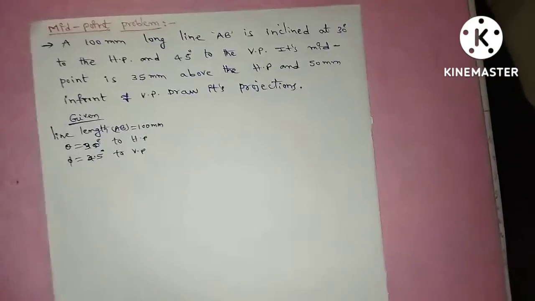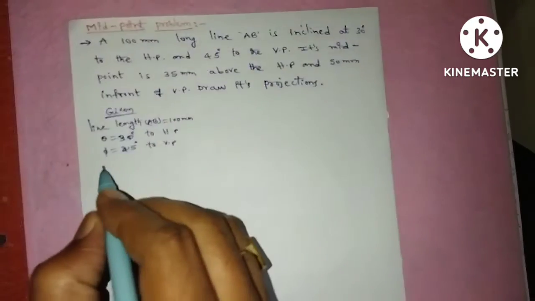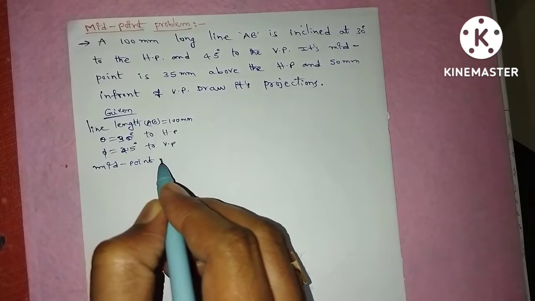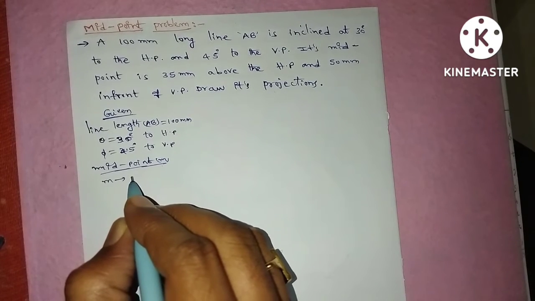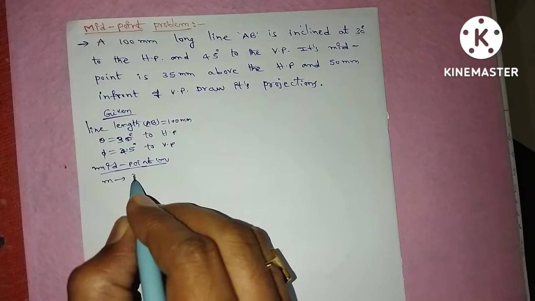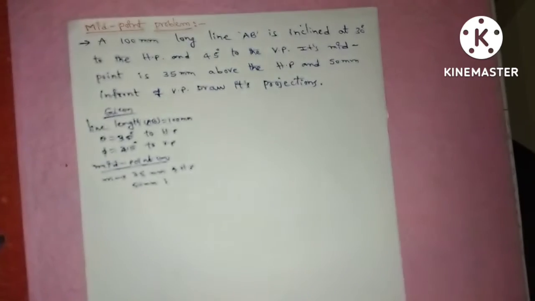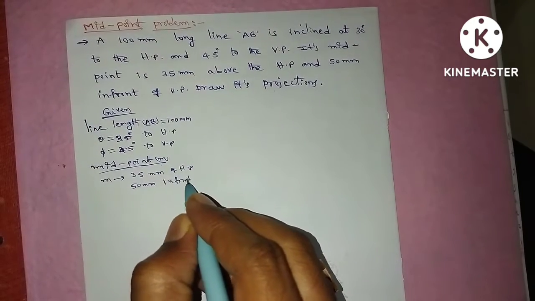So in this case, we first have to draw the midpoint location. How much distance it is above HP and in front of VP. That is M, you can say midpoint M. M is 35 mm above the HP and 50 mm in front of VP.